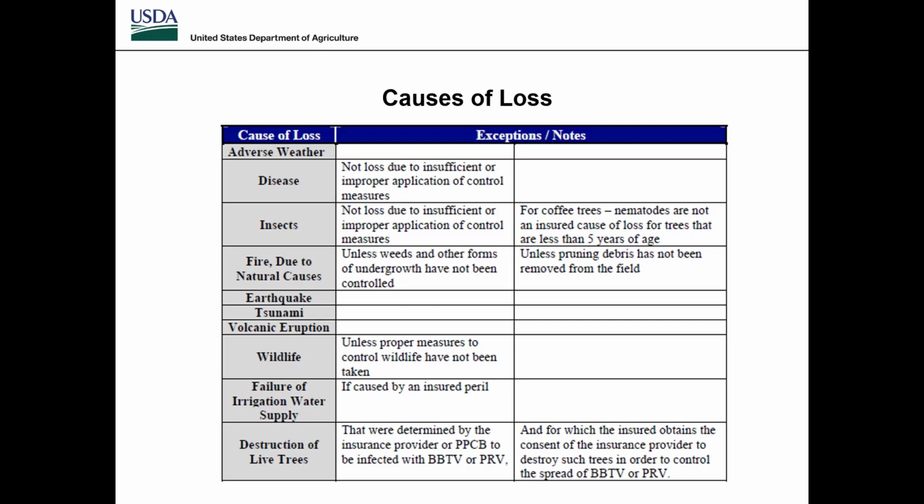With the destruction of live trees, that is something that is in the HTT policy that covers banana and papaya only to control the spread of BBTV or PRV. At this time, we do not cover the cause of loss of destruction of live trees for coffee trees for something such as coffee leaf rust or coffee berry borer, for example.